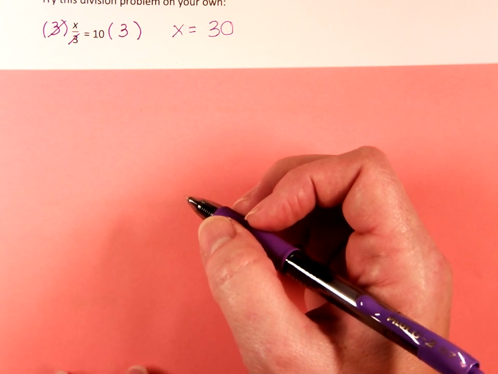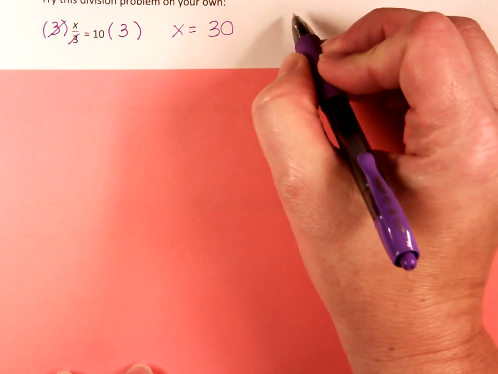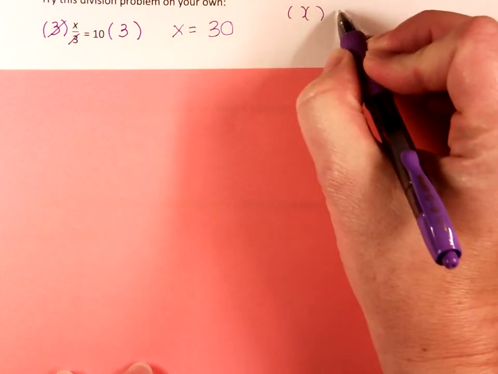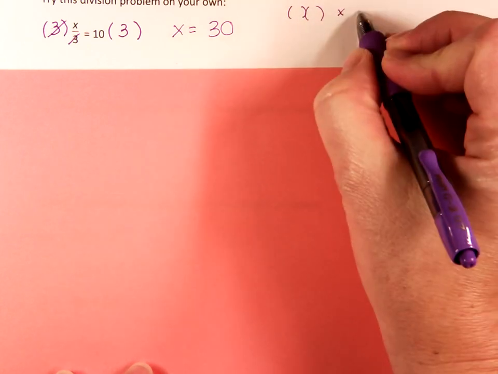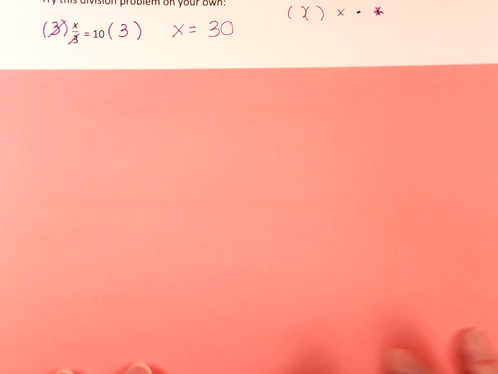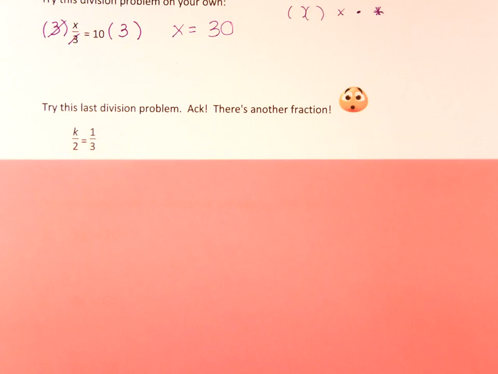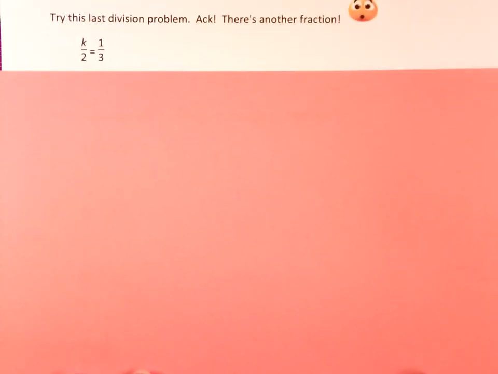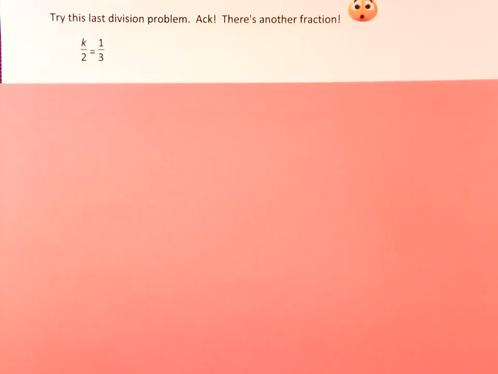Remember, there's several different ways to show multiplication. You can use parentheses, you can use an X, you can use a dot. One of our assignments had, I think, a star, so lots of different ways. All right, try this last division problem, but there's another fraction.